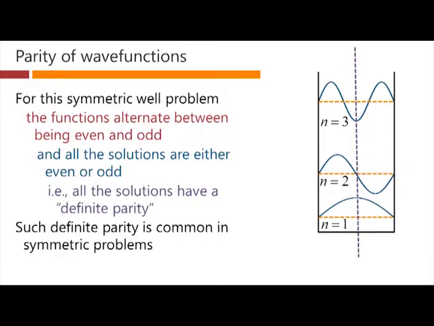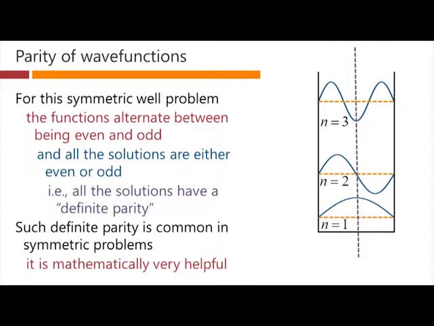If we looked at an asymmetric problem, for example, if we tilted this potential here, we would find that the functions did not have definite parities. But a large number of, at least idealized problems, do have very good symmetry in them, and this parity tends to show up.